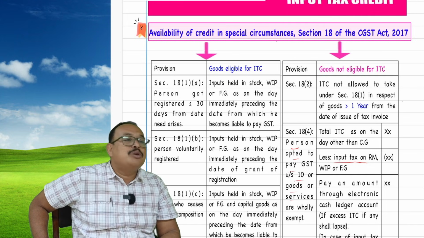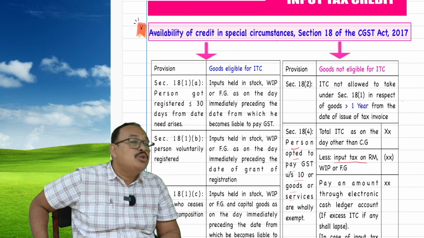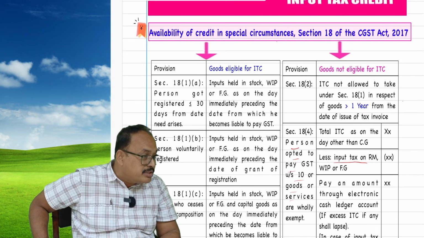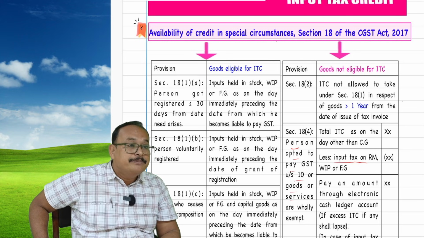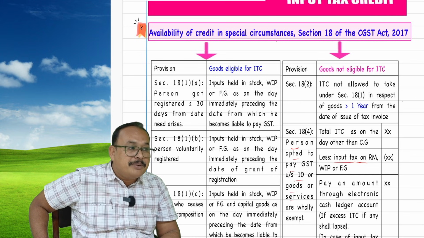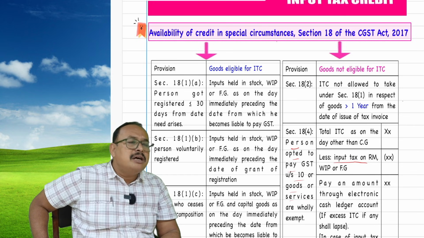You are not eligible to claim ITC in the case of capital goods. You are not eligible to claim ITC on input services, only on input goods. That too, the goods on which the invoice should not be older than 1 year from the date of invoice till the date of availing ITC. Is that clear?